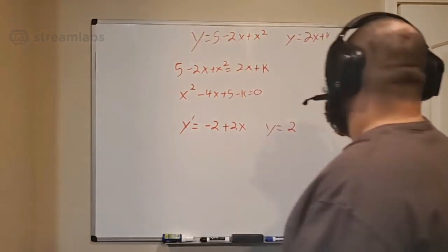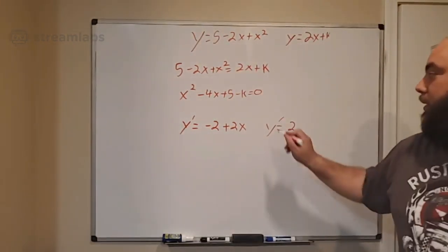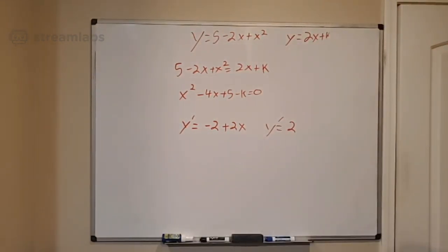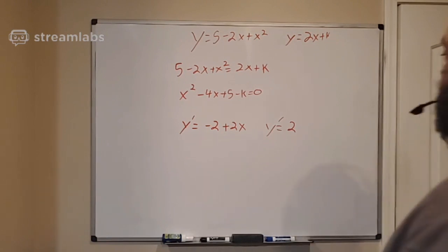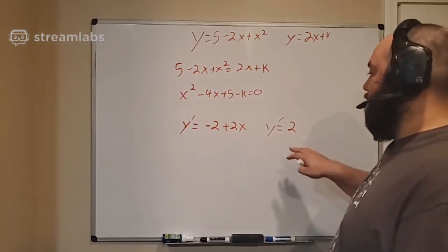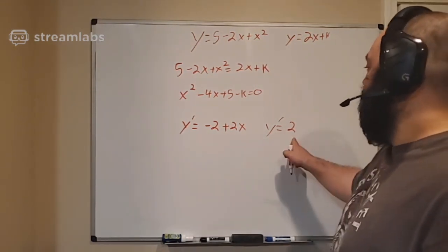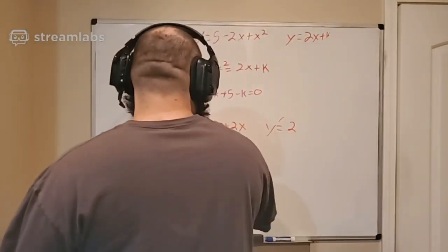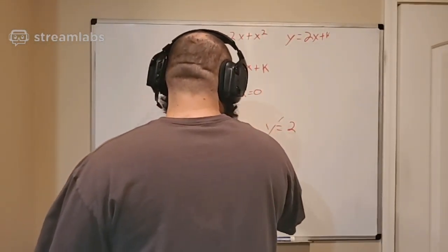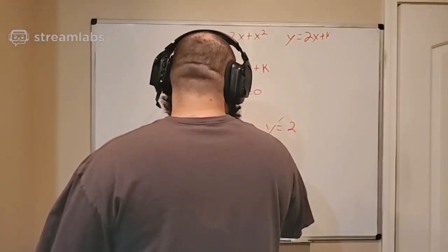So if you take the derivative of both, you get negative 2 plus 2x and y prime equals 2. So in this case, we don't even have any k values in our derivative, so this makes this problem actually quite a lot easier. So we can set those equal to each other, so you get negative 2 plus 2x equals 2, 2x equals 4, and x is equal to 2.